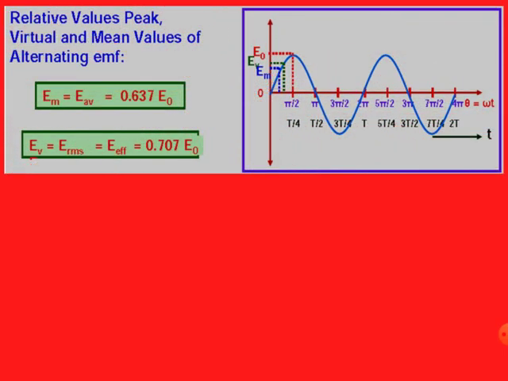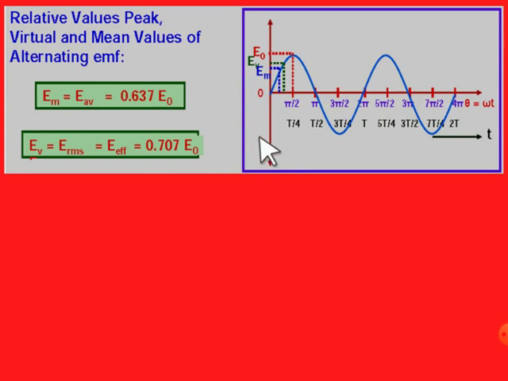Now let's see what is the relation between the peak value, the virtual value and the mean value. The relative values of the peak value, the maximum, the virtual value, which we also call the RMS value, and the mean value, which we call the average value. So what is the relation between the peak value, virtual value and average value? We know that the mean or average value is equal to 63.7% of E naught, or in decimal you can write it as 0.637 times E naught. The virtual or effective value is equal to 0.707 E naught, right?